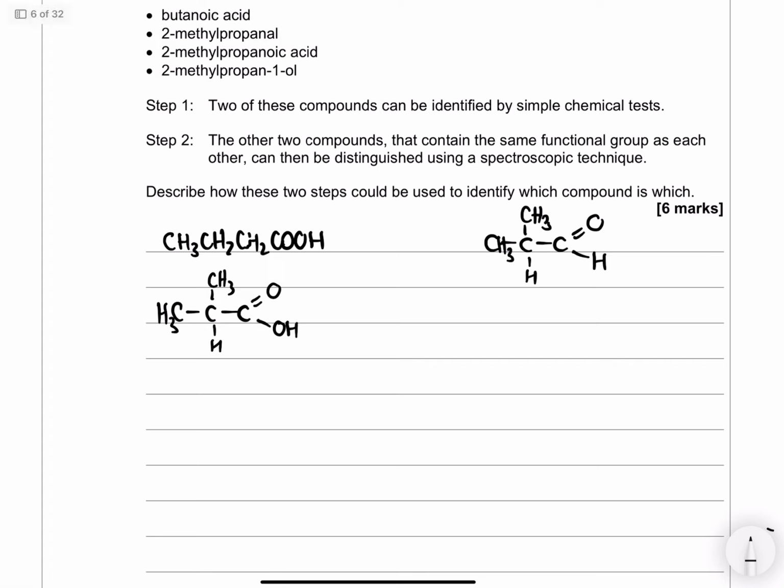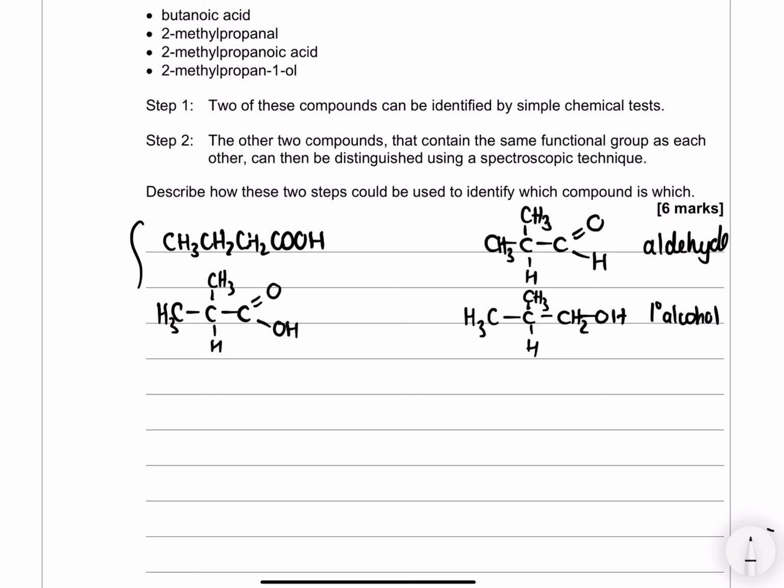And then 2-methylpropanol. So again, we're putting that methyl group. So we can see we've got a primary alcohol, an aldehyde, and then here we have 2 carboxylic acids.